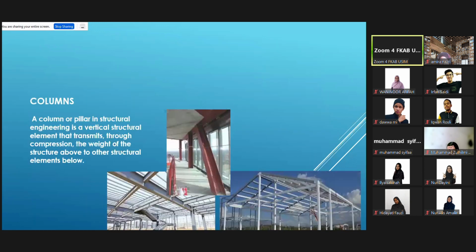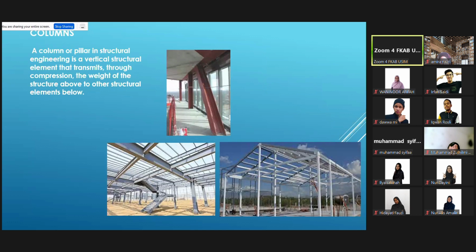Okay, this is castellated. Basically, we have gone through the beam. Now we look at the column. Since we are on steel, for a column we use I-beam or H-beam. H-beam is used for columns, I-beam is used for horizontal beams. So a column is basically a pillar in structural engineering.